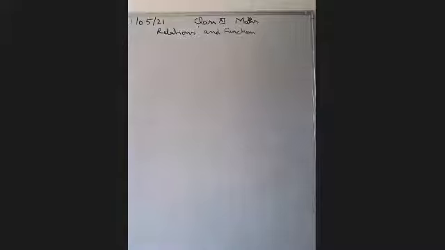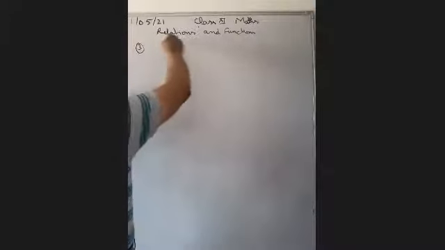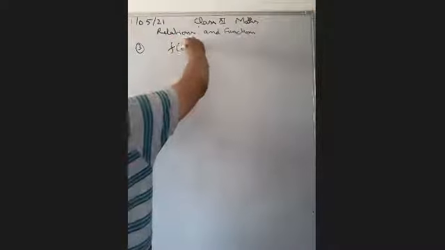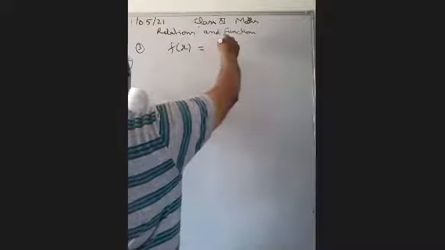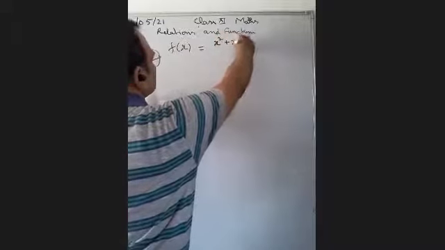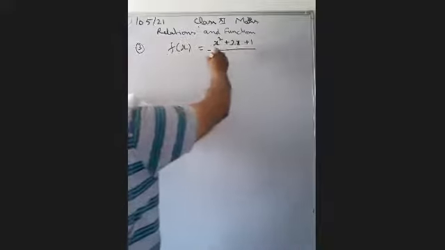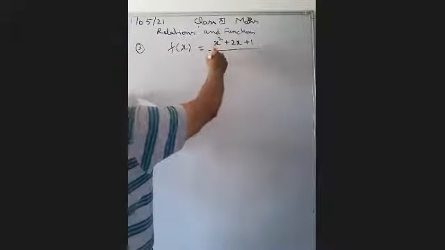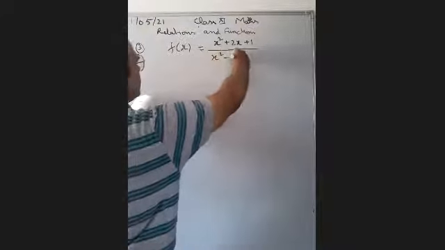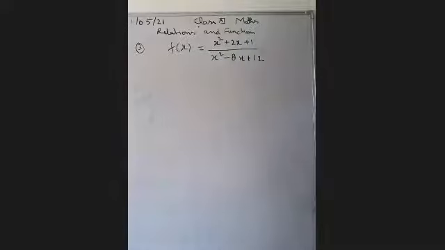Question third, where they have given f(x) = (x² + 2x + 1) / (x² - 8x + 12). What we have to do is find the domain of the function.